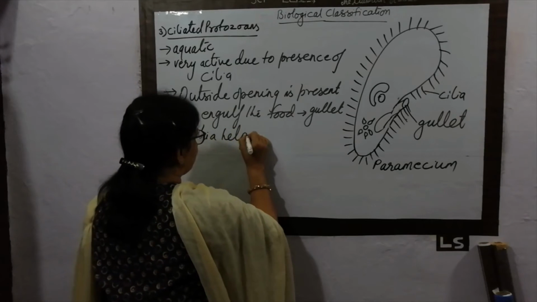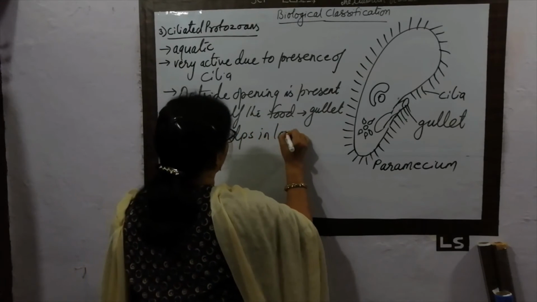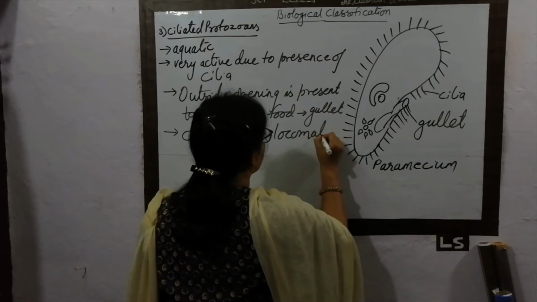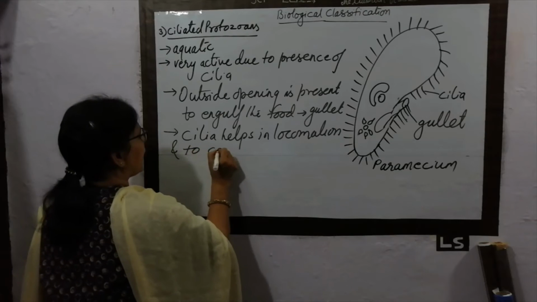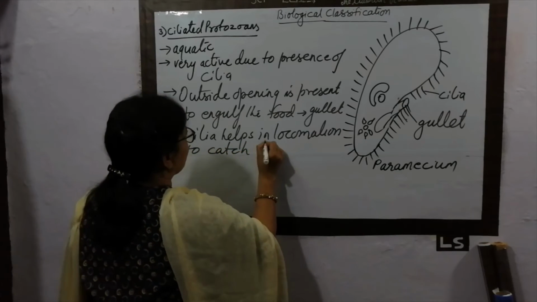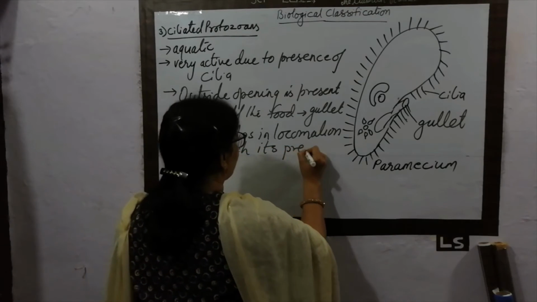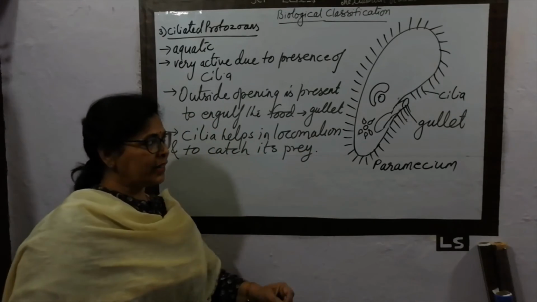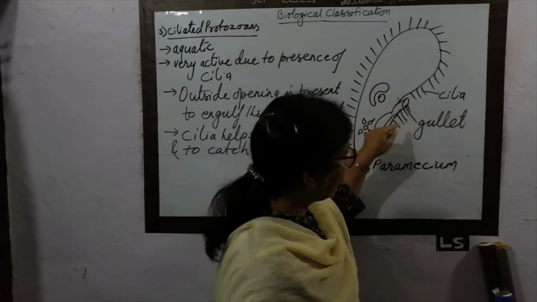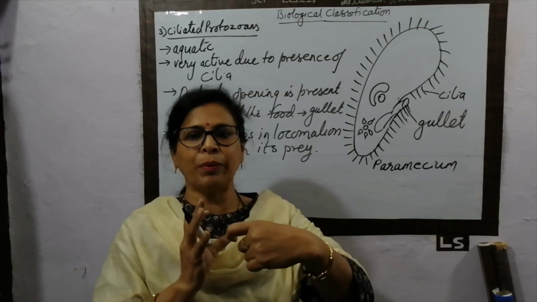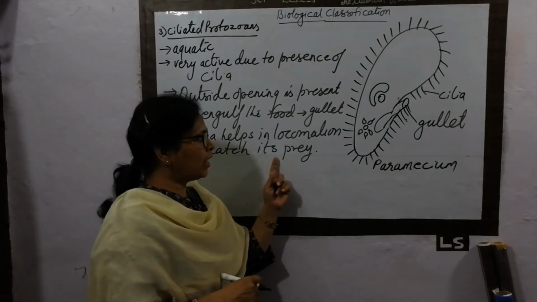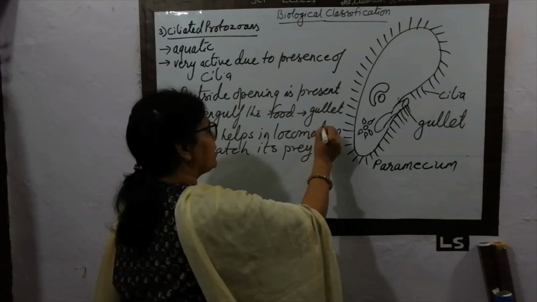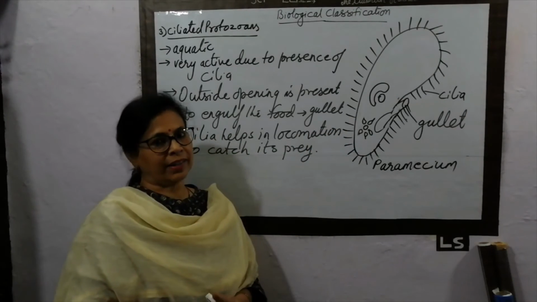Cilia helps in locomotion, but not only locomotion. Cilia also help to catch its prey. There are two roles of the cilia. As I told you, the cilia present near the mouth, that is called the gullet, start vibrating, then the food particle comes closer to them and they engulf the food particle. So cilia helps in locomotion as well as to catch the prey, that is their food.